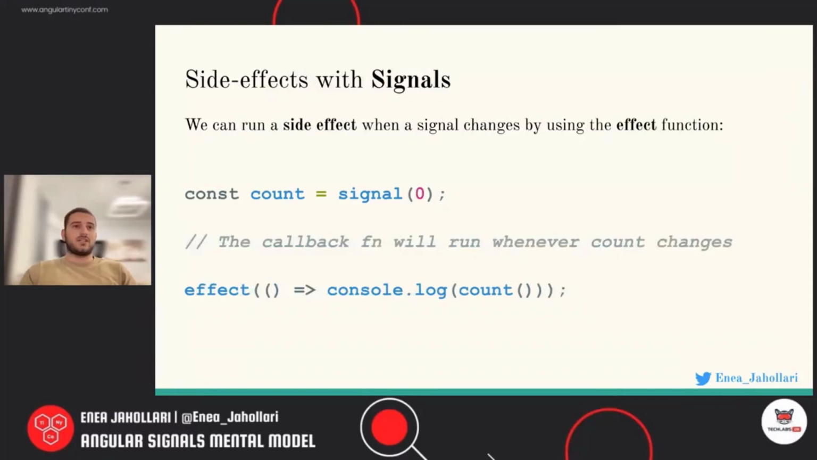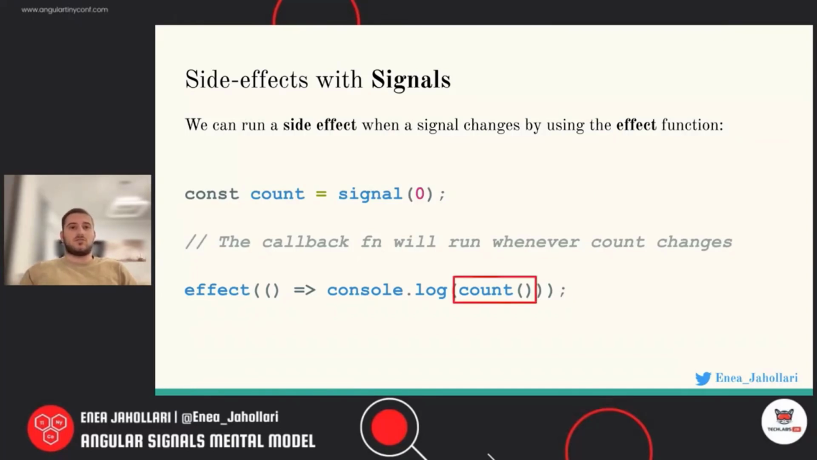Then we have side effects. In order to write side effects, or to know when signals change, we have to use the effect function. Sorry, the effect function accepts a callback, and that callback will be executed every time that count changes.